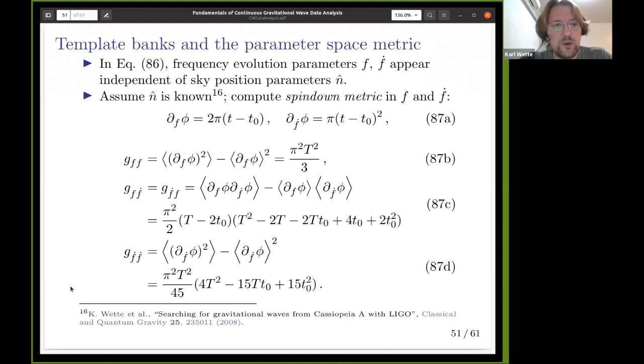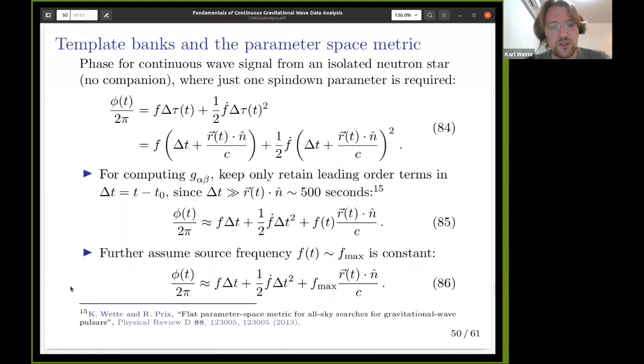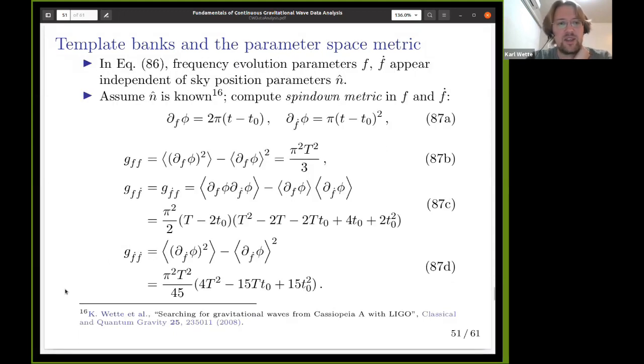Now what we're going to do is work through actually computing this. We're going to assume that the n vector is known, so we won't worry about the Doppler modulation part, and we'll just calculate the spin down metric, in just the f and f dot parameters. So we can do that all analytically. We can work out the derivatives of the phase with respect to f and f dot in equation 87a, and then just work through those expressions.